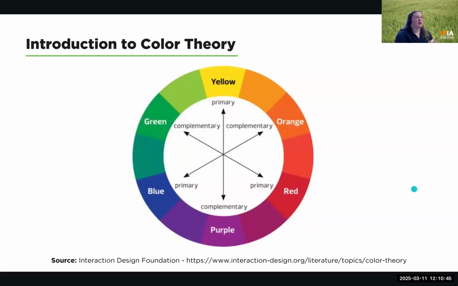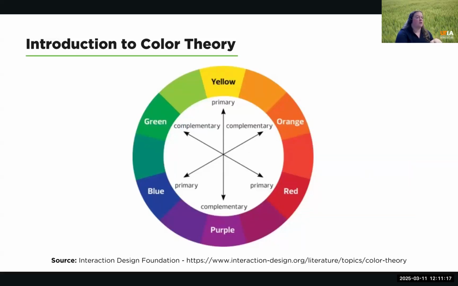This is a color wheel. You may also remember from learning about colors in school, we have what we call primary and secondary colors. Our primary colors are red, blue, and yellow. And our secondary colors are green, orange, and purple. This graphic is a really good example of showcasing primary colors as well as complementary colors.